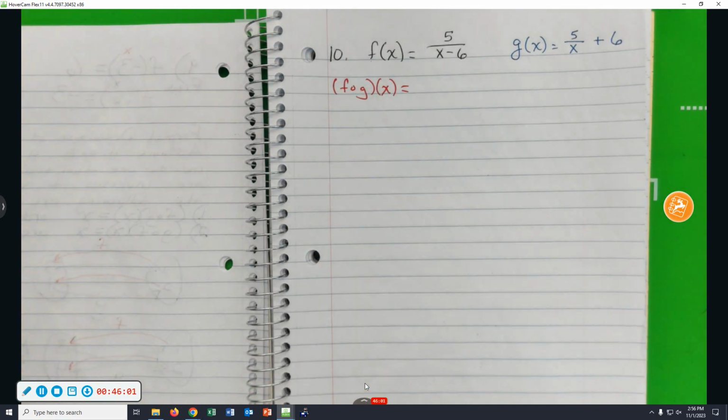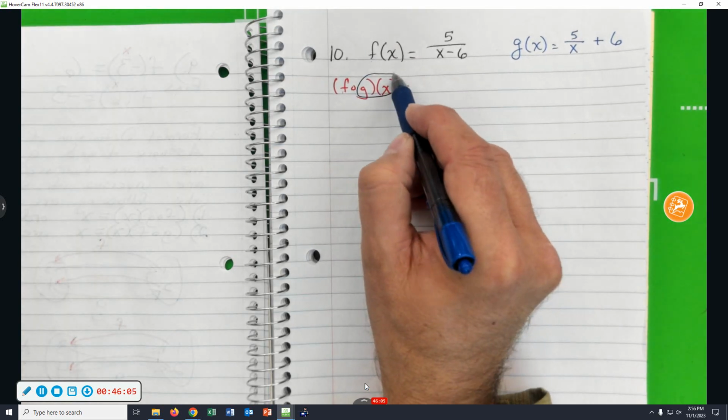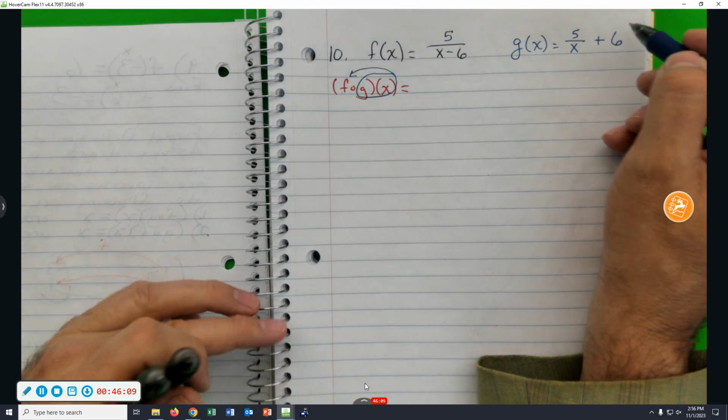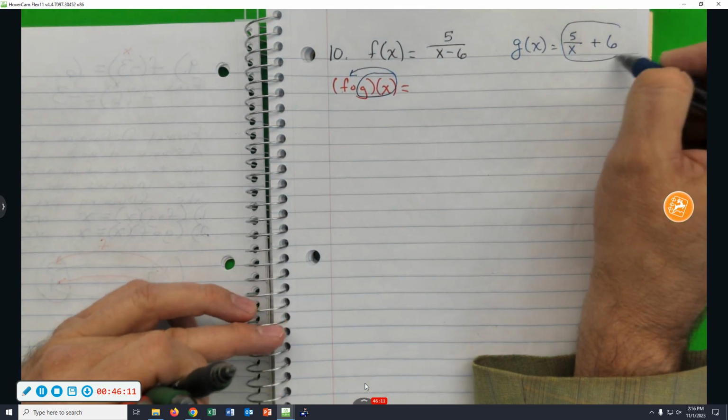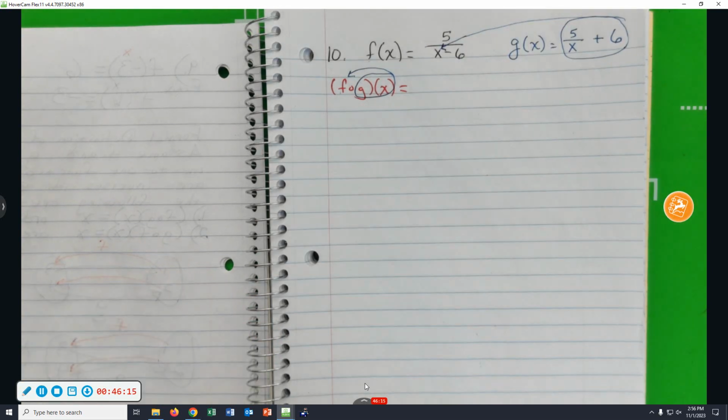F is on the outside, so you're going to plug G of x into F. Some of that circling of mine, I'm going to put all of this right up here. It's going to be sort of messy.